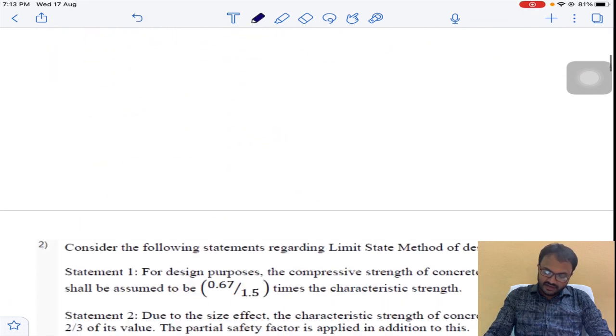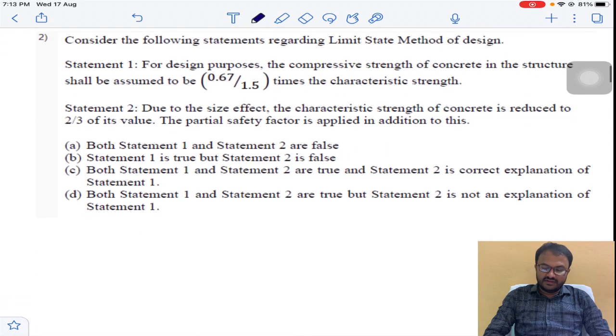Answer B for question number 1. Okay, next question. He has given two statements and some options. For design purpose, the compressive strength of concrete in the structure shall be assumed to be 0.67 divided by 1.5 times characteristic strength. And the second statement is, due to size effect, the characteristic strength of concrete is reduced to 2/3 of its value. The partial safety factor is applied in addition to this.